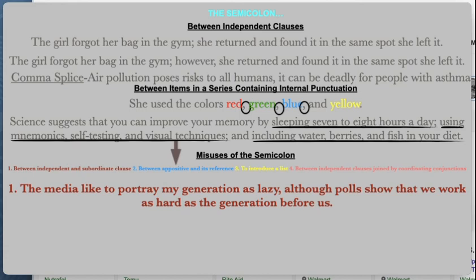Don't use a semicolon between an appositive and the word that it refers to. An appositive is a noun or a noun phrase that renames a nearby noun or pronoun. Here's an example of this misuse. I was fascinated by hiragana, semicolon, a part of the Japanese writing system. In this case, the appositive that renames hiragana is a part of the Japanese writing system. Instead, just use a comma. I was fascinated by hiragana, comma, a part of the Japanese writing system.